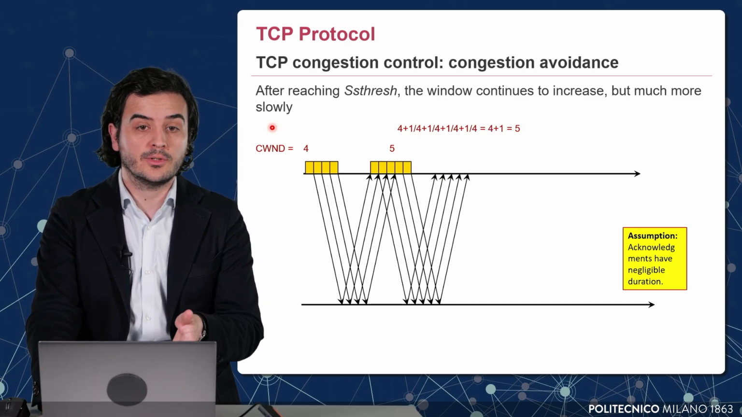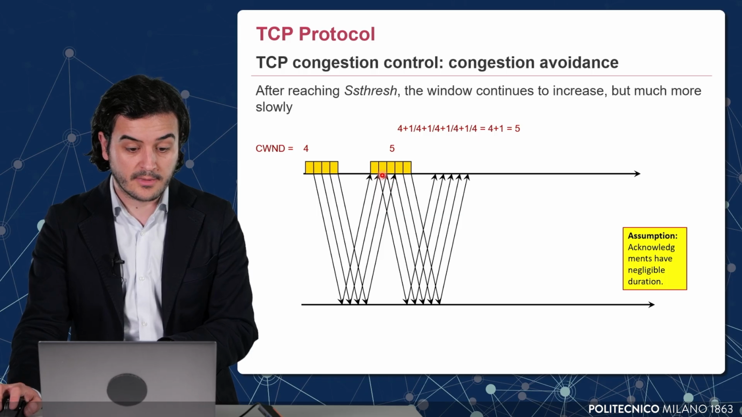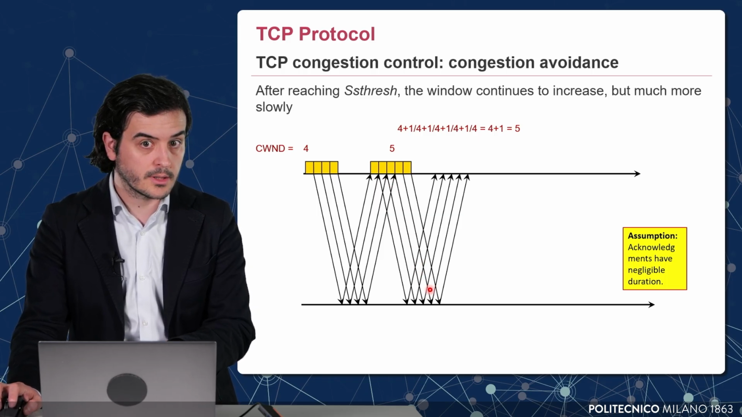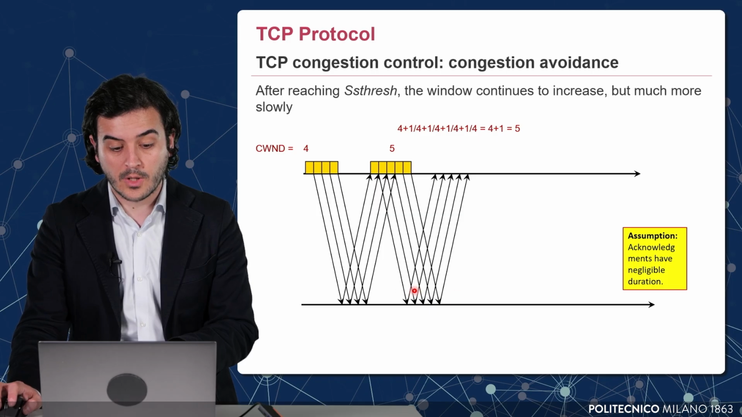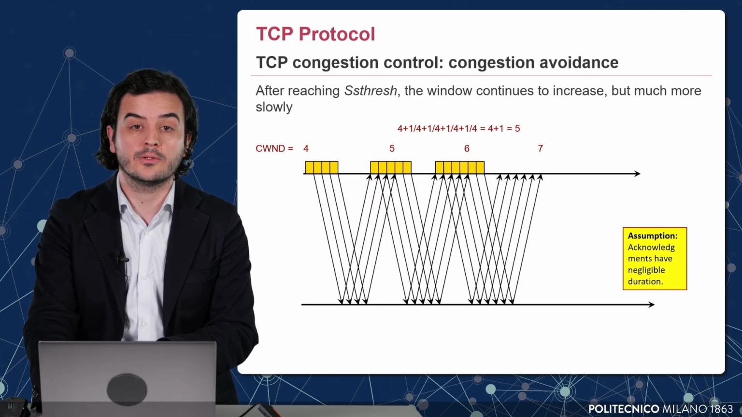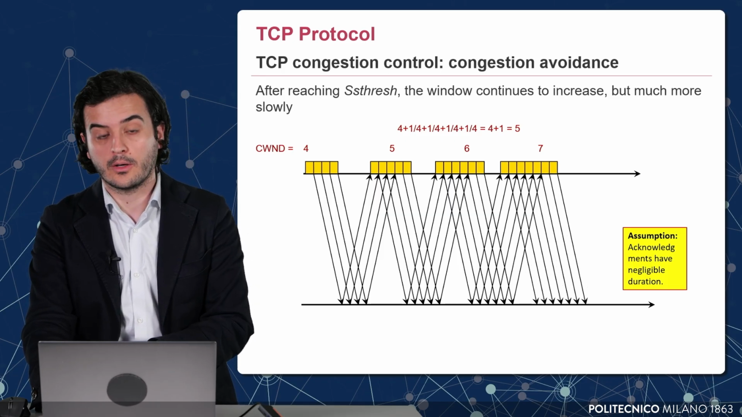In a similar fashion, in the next transmission we will transmit 5 segments. For each of them, there is a corresponding acknowledgement message, and hence in the next step the congestion window will be equal to 6, then 7, and so on.